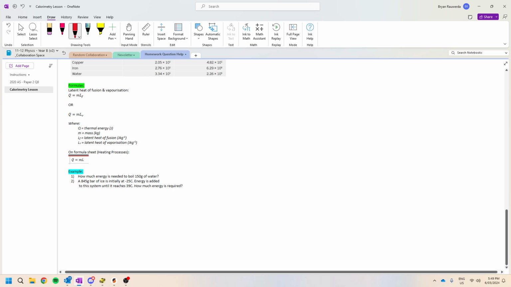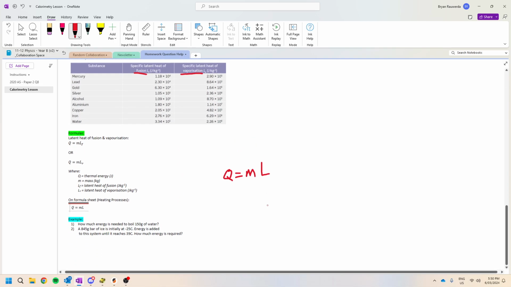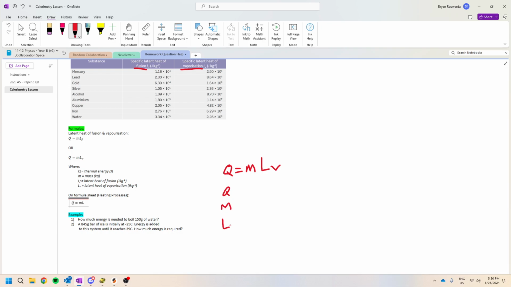So this first one here, I'm going to do example 1 again. Okay, so we just have Q equals mL, and this is how much energy is needed to boil 150 grams of water. So if we're boiling, we're at vaporization, so it's Lv. So in this case, Q equals m Lv. So Q we don't know. m is 150 grams, so that's 0.15 kilograms.